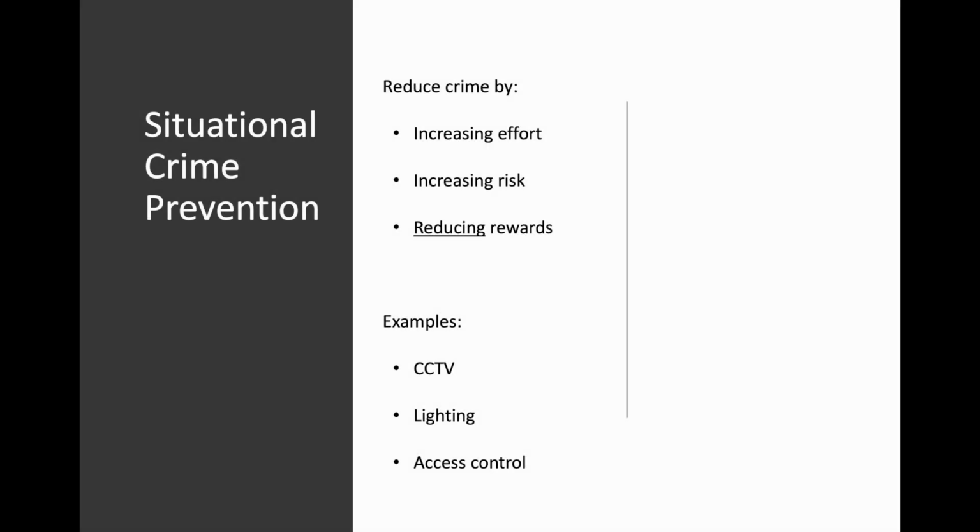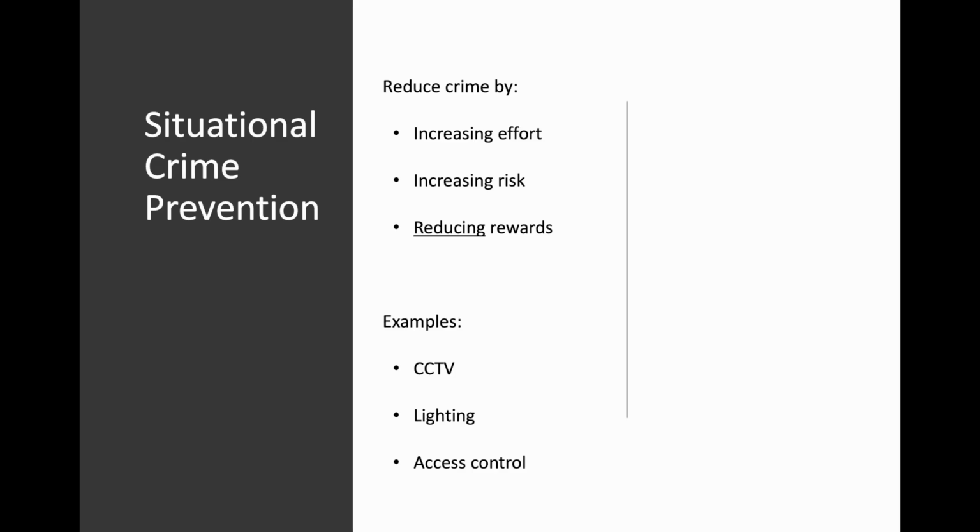Now we arrive at one of the most important policy applications of rational choice theory, that being situational crime prevention. Situational crime prevention focuses on reducing criminal opportunities rather than changing offender motivation. And this is a very important distinction. Traditional criminological theories often ask, how can we change offenders? But situational crime prevention asks, how do we change the environments so that crime becomes more difficult and less attractive? This logic comes directly from rational choice theory.